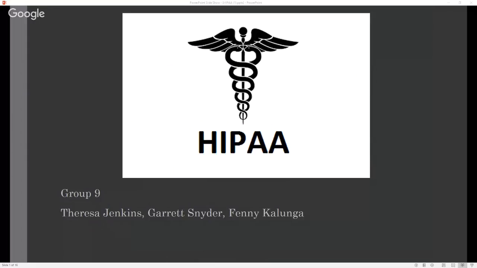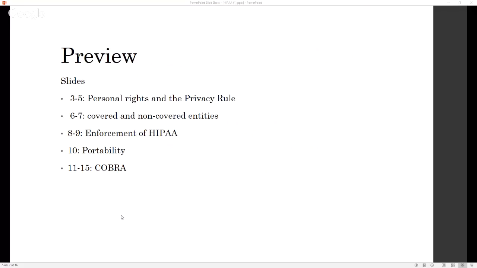All right, so I'll start. This is just a preview of what we're going to be going over. Slides 3 through 5 are your personal rights and the privacy rule. Slides 6 through 7 cover covered and non-covered entities. Then 8 and 9 will be enforcement of HIPAA, 10 portability, and then 11 through 15 COBRA. Next slide, please.